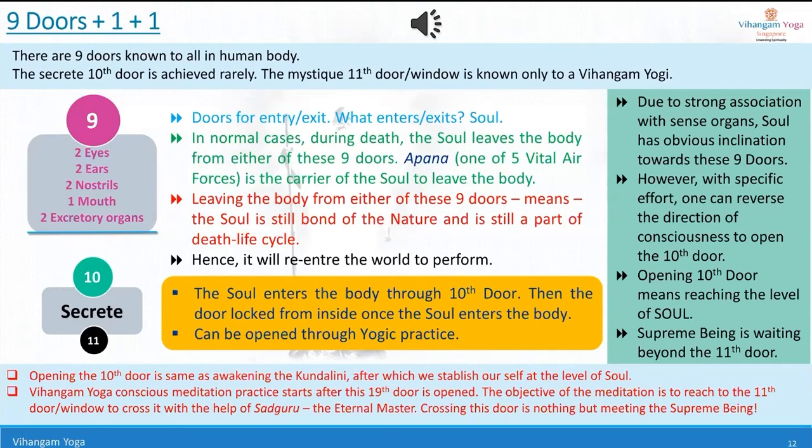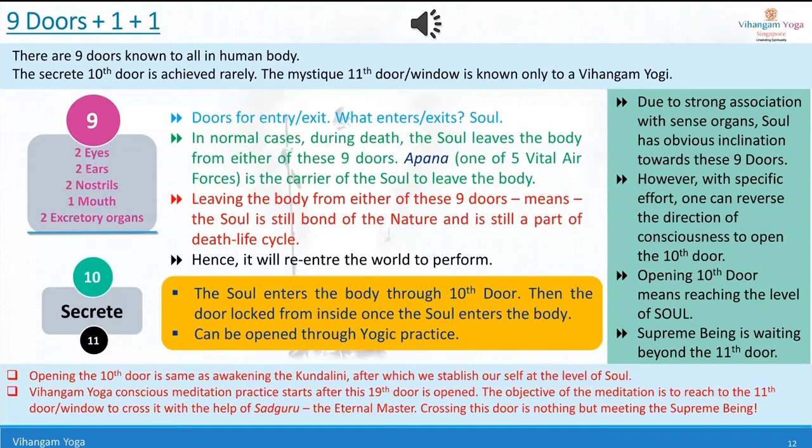From either of these 9 doors, you might have seen in the movie, or maybe unfortunately in real life, that if somebody has left his body, somebody has died, probably his eyes are open or mouth is open. So if the mouth is left open, it signifies that the soul probably has come out from this door, the mouth. And if the eyes are open, it means it has come from one of them. Others are already open, so we cannot know in a normal situation. So these 9 doors plus the 10th door are very, very important.